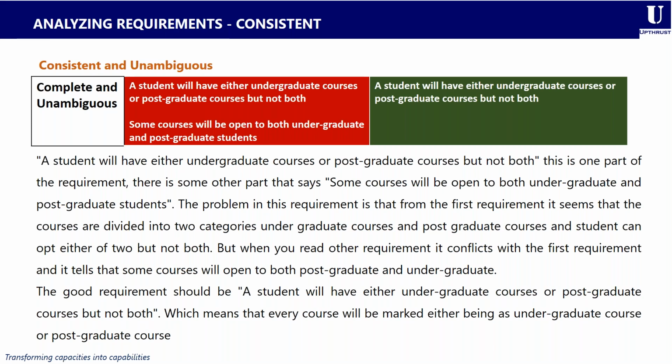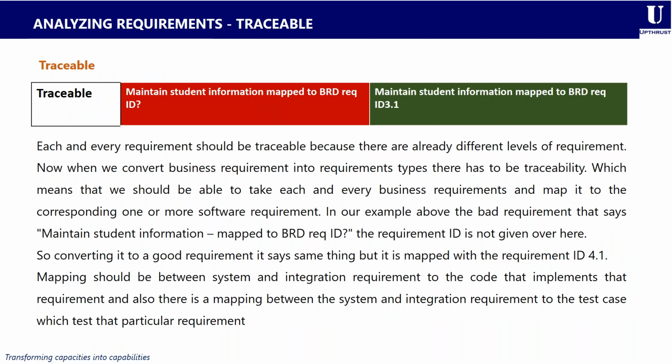But when you read the other requirement, it conflicts with the first requirement. It tells you that some courses within the school will be open to both postgraduate and undergraduate. This is a very good example of a bad requirement, because you have a requirement telling you that students will have either course type and can never have both, and then below it you have another requirement that counters or negates what you stated in your first requirement. To have a good requirement, on the green side we have it that a student will have either undergraduate courses or postgraduate courses, and in this way we ensure that it's not ambiguous and it's as consistent as possible.